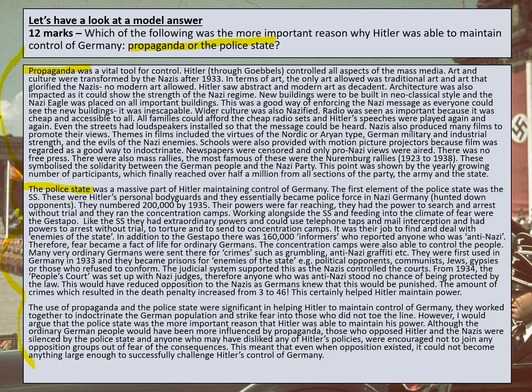The judicial system supported this, as the Nazis controlled the courts. From 1934, the People's Court was set up with Nazi judges, and therefore anyone who was anti-Nazi stood no chance of being protected by the law. This would have reduced opposition to the Nazis, as Germans knew that this would be punished. The amount of crimes which resulted in the death penalty increased from 3 to 46. This certainly helped Hitler maintain power.